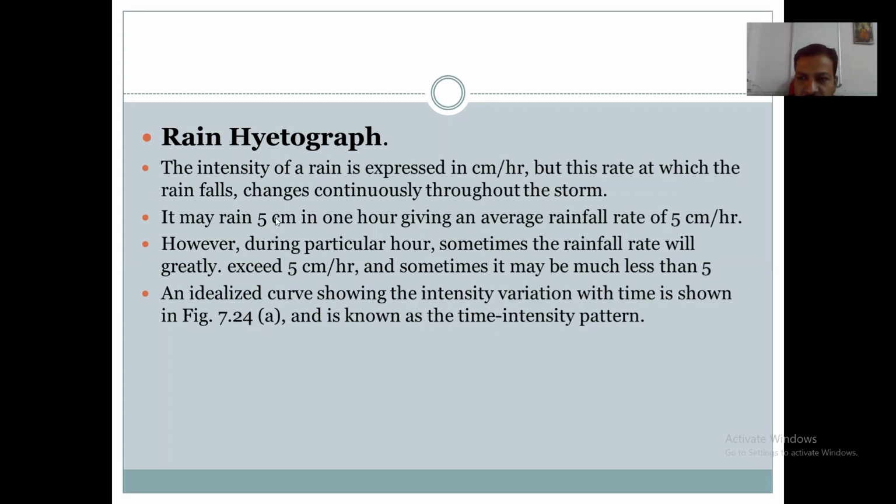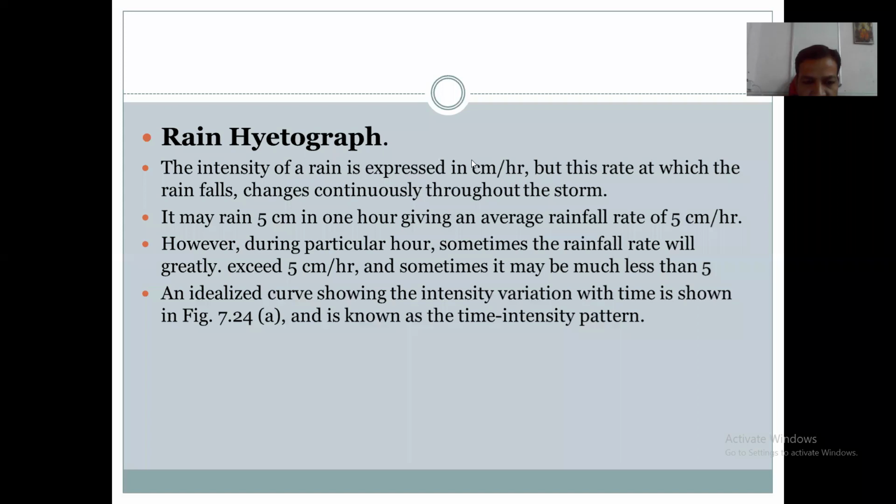If the depth of rainfall is 5 centimeter per hour, then the average rainfall rate will be 5 centimeter per hour. In this way, per hour rainfall is calculated. It may be 10 centimeter rainfall, or more than that, 15 centimeter per hour. In this way, the intensity of rain is calculated.